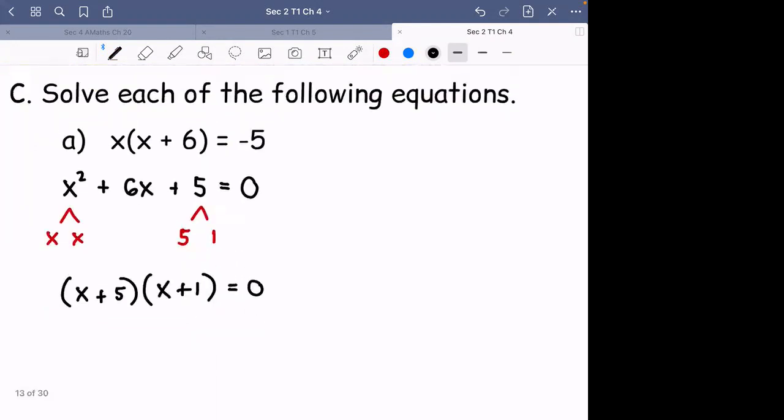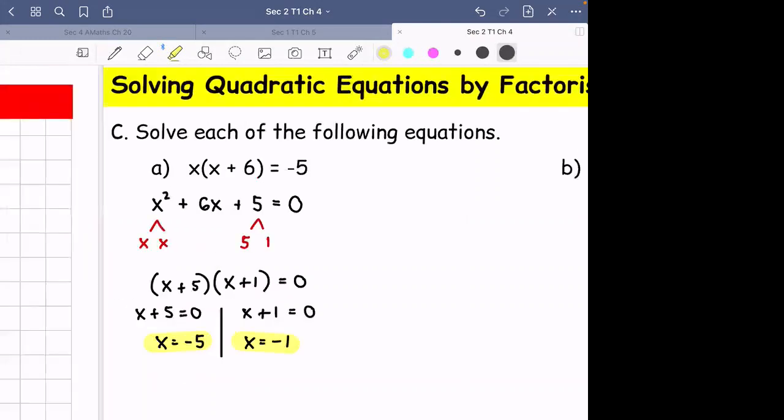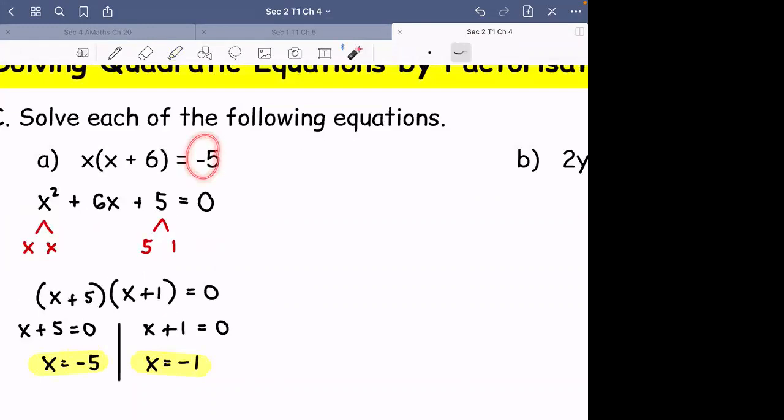So what do we do next? We just equate each factor to 0. So x plus 5 equals 0, and the other one, x plus 1 equals 0. So x is -5, and here x is equal to -1. So that's it. The values of x are -5 and -1. That's for letter A. Do you have any question? Again, if it's not equal to 0, you need to expand again and then transform to standard form, and that's when you factorize everything. Let's have one more.